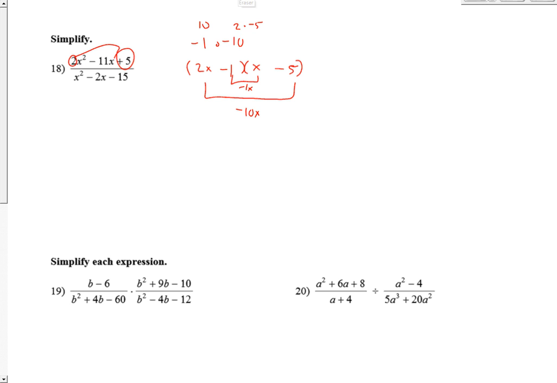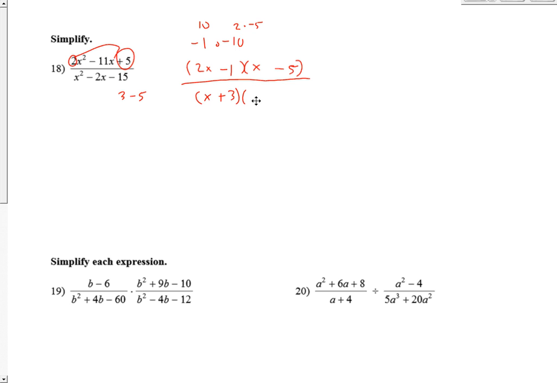Okay? So let me clean this up because I need the room for my denominator here. But those are the factors for the numerator. Now the denominator, I don't have a number out in front. My coefficient is 1. So all I have to do is worry about the negative 15 and think about what factors of 15 subtract to get negative 2. Well, that would be 3 minus 5. So I can just write out x plus 3 and x minus 5.